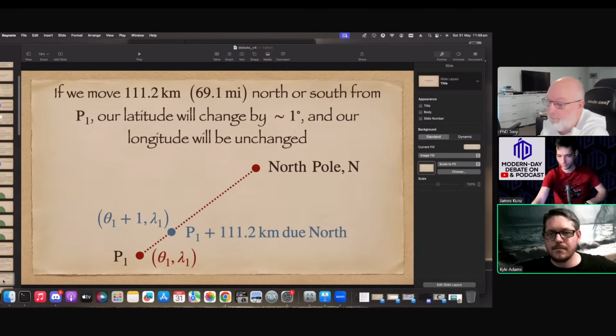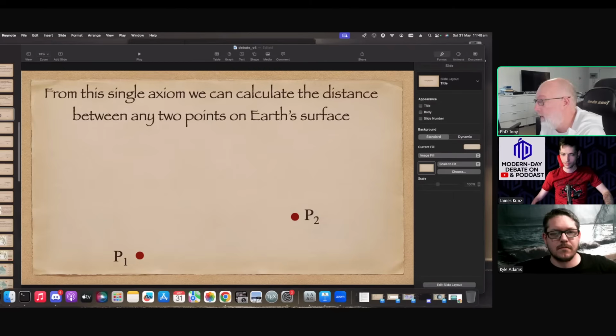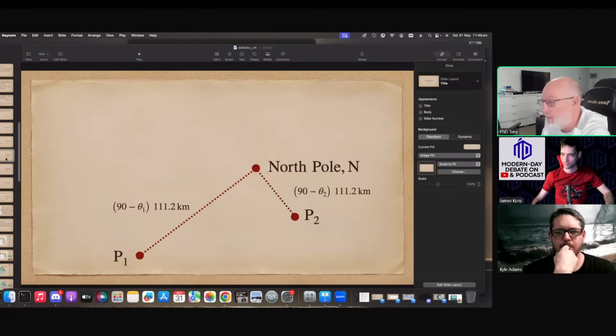Sure. Okay. So let's build on that axiom. I've got 2 points. I know their latitudes and longitudes. I know the distance from point 1 to the North Pole. It's just 69.1 miles or 111.2 kilometers times 90 minus the latitude. For every degree of latitude I travel towards the North Pole, that's 69 miles. I do the same thing for point 2. So I've got 2 lengths here. I know the angle between them. That's just the difference in longitude.